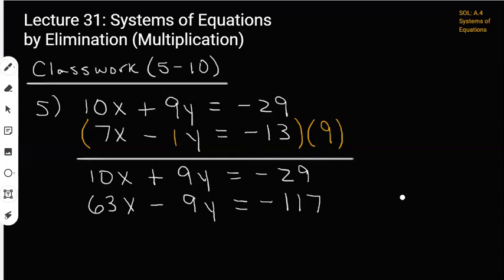And now I'm going to add up. So I'm going to draw my line underneath like this, and I'm going to put a big plus sign off to the side like that. And we're going to add the 2 rows now. So we're going to add up the x's, we're going to add up the y's, and then we're going to add up the regular numbers. But first, let's do the x's. 10x plus 63x, that's going to be 73x, right?